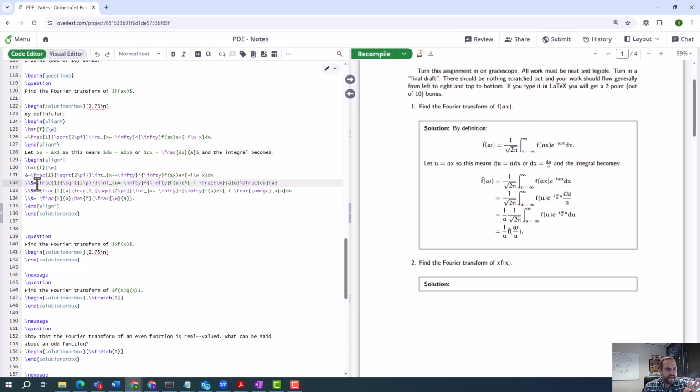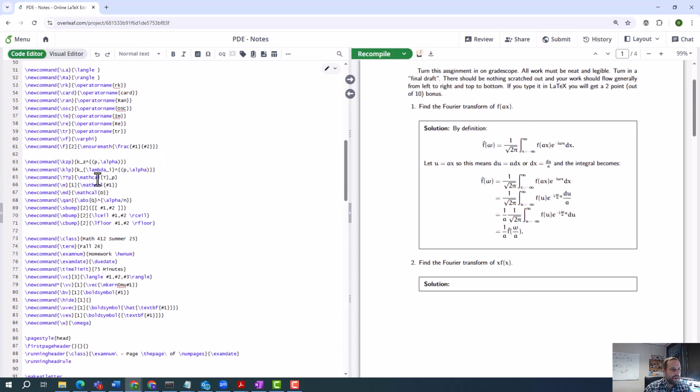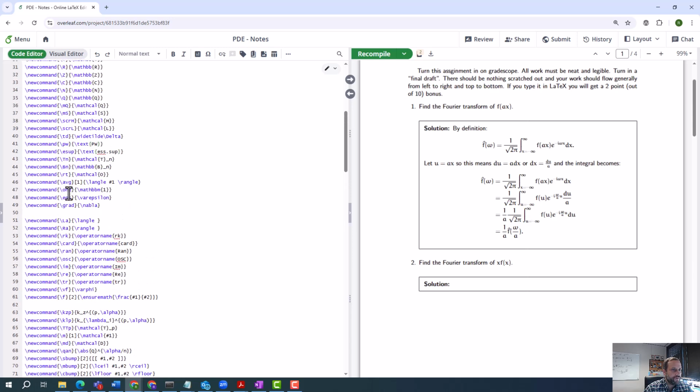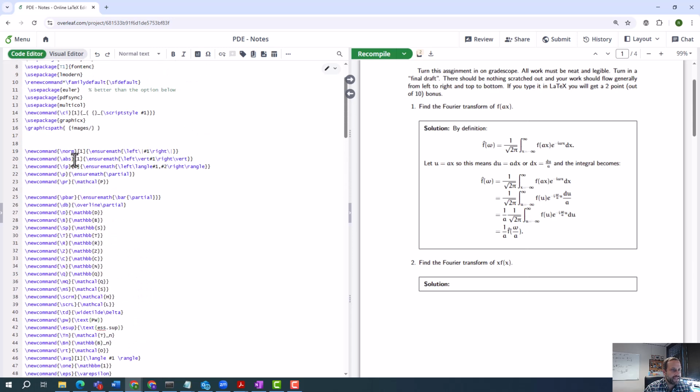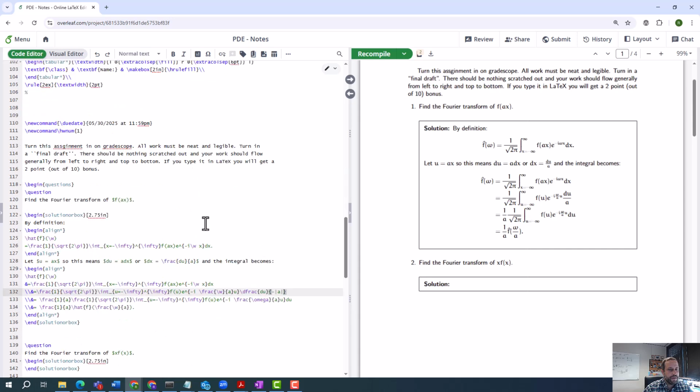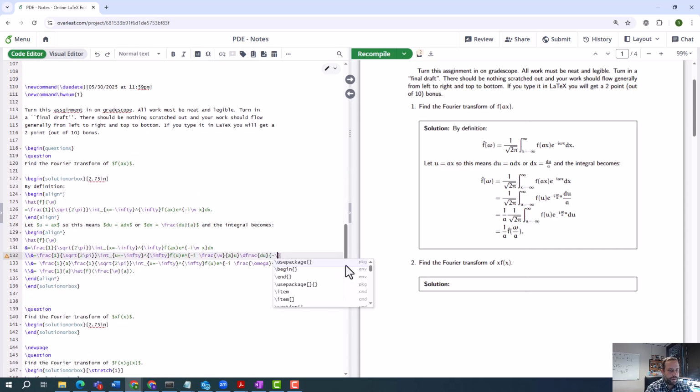So if A is a negative number, if I look at this line right here, once I've made this substitution, this A here is really going to be minus times the absolute value of A. There's a command up here for absolute value, backslash abs, which gives us this. So what I'm talking about now only works if A is negative. It's going to be minus the absolute value of A.